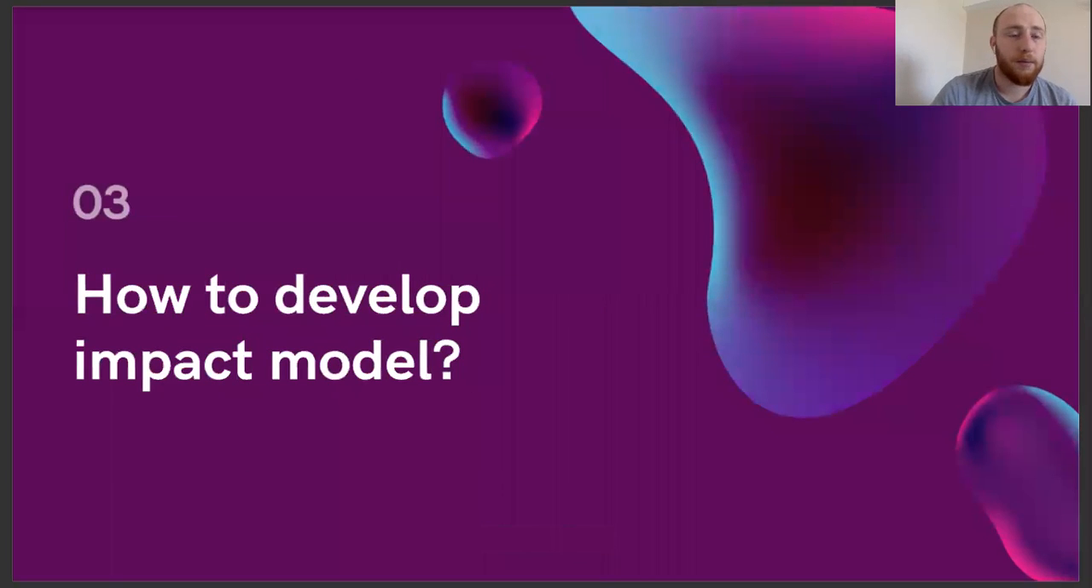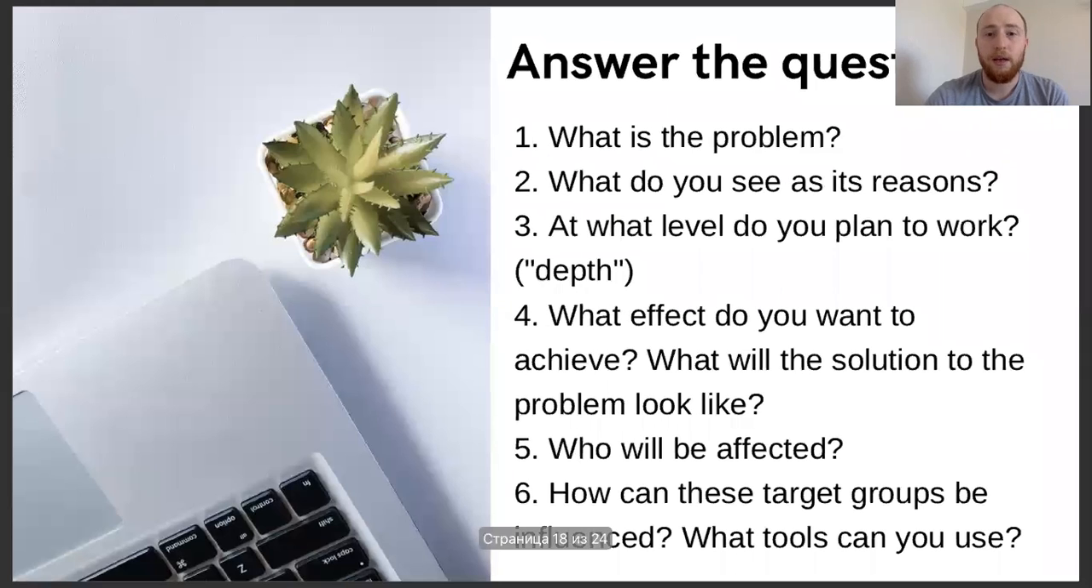And last question is how to develop impact model. So there are different questions, and I will, together with you, go through them now. But you should work on them personally or in your team. If you work on them, they can help you to develop impact model in your organization. Let's look at them. So first set of questions.